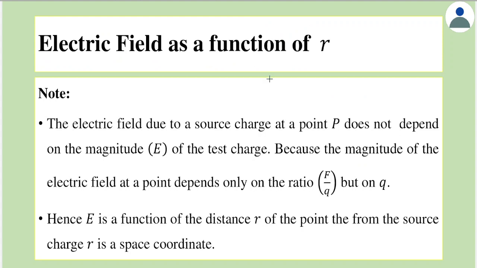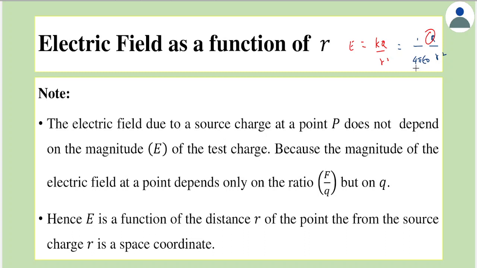As seen earlier, we found out that the electric field is given as k q by r square. We'll find out what this field depends on. If you expand this, it becomes 1 by 4 pi epsilon naught times q by r square. So it's very obvious from here that the field doesn't depend on the charge that you're placing. The field depends only on the source charge for a given medium.